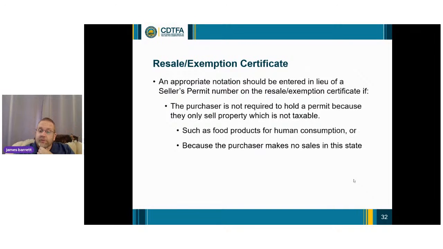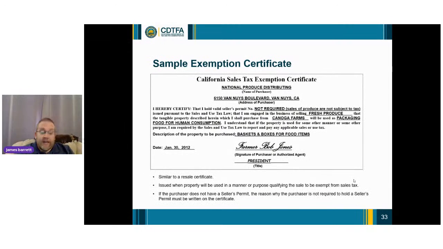And you may also see exemption certificates. That's another method. So even though I said everyone has to have a seller's permit, if you are engaged in selling non-taxable items only, you may not need one. In this example, you see National Produce Distributing, and it says, I hold valid seller's permit number, not required, sales of produce not subject to tax. I sell fresh produce, buying from Canoga Farms, packaging food for human consumption. So this makes sense. This passes that smell test if you take it in good faith. They don't need a seller's permit because they sell non-taxable produce. They're buying baskets to put their apples in. They can do that.